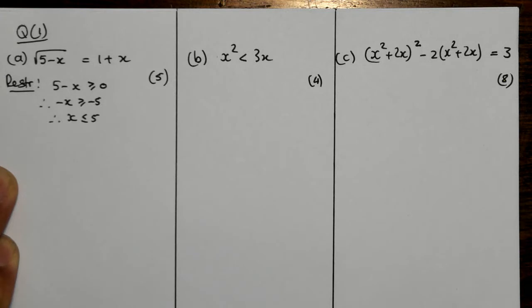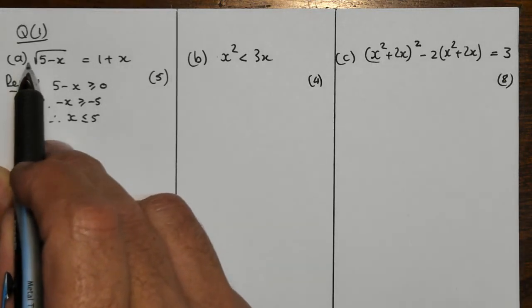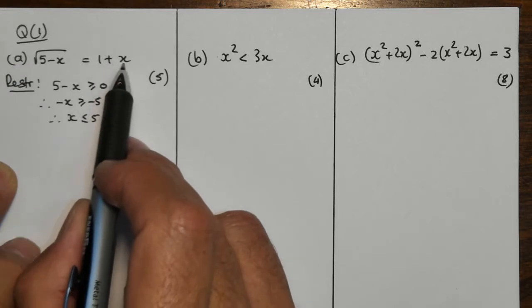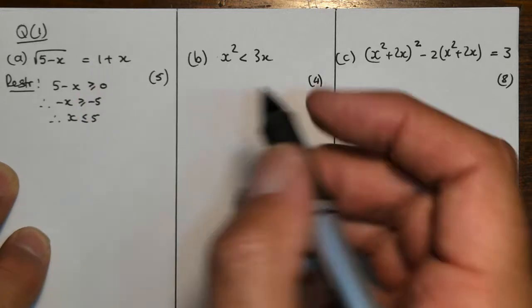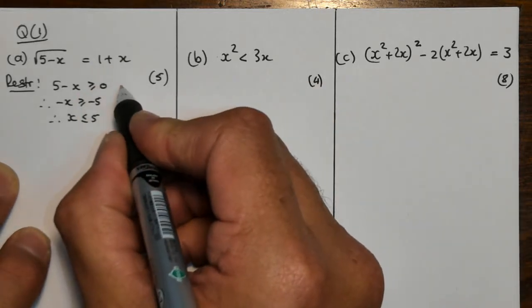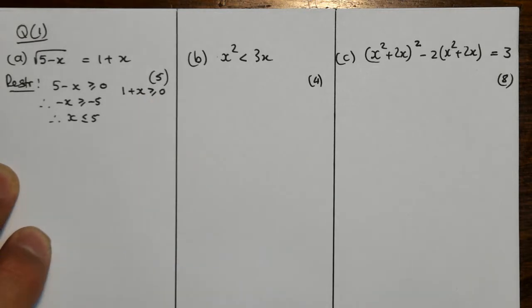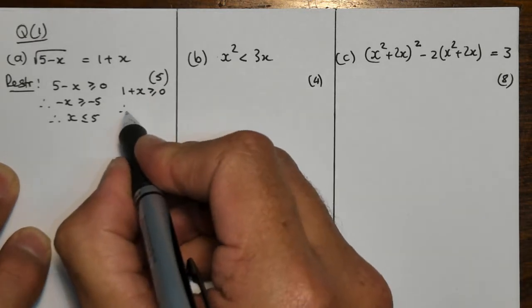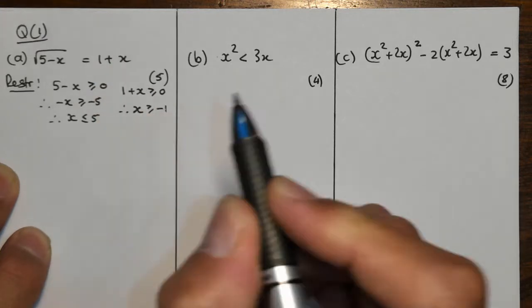But that's not all. In front of this root there's a positive. On the other side of this equation there's an x. That x can possibly make this side negative. So we also have to say that 1 plus x must also be bigger than or equal to naught. That brings us to a final restriction for the right hand side: x is bigger than or equal to minus 1.